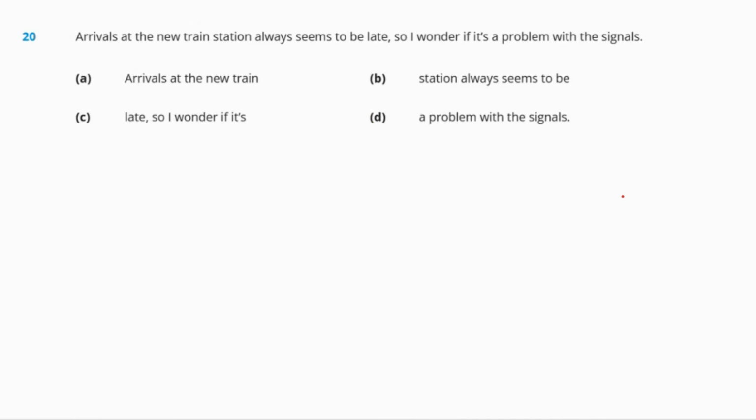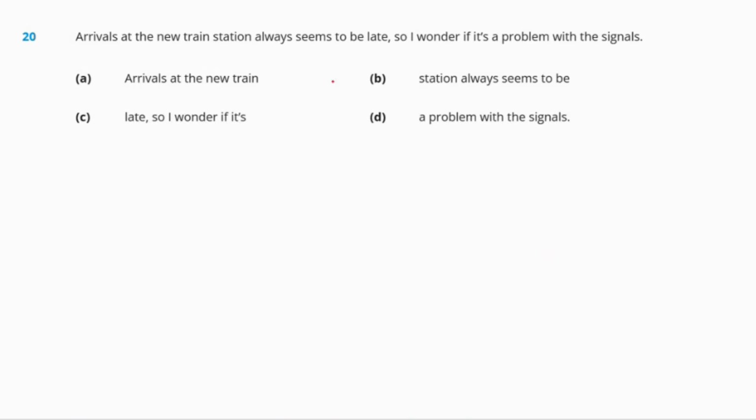Now, next is question 20. Arrivals at the new train station always seems to be late, so I wonder if it's a problem with the signals. Okay, options are A, arrivals at the new train, option B, station always seems to be, option C, late, so I wonder if it's option D, a problem with the signal. Okay, now the part of the sentence that has an error in it is option B.